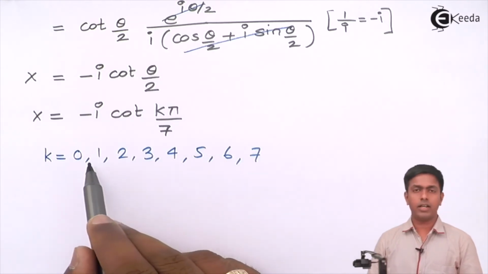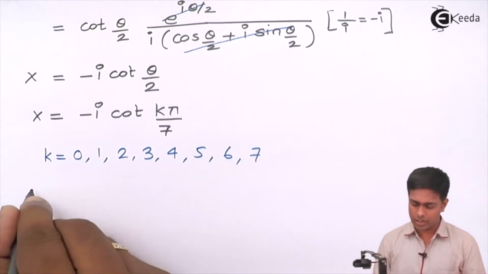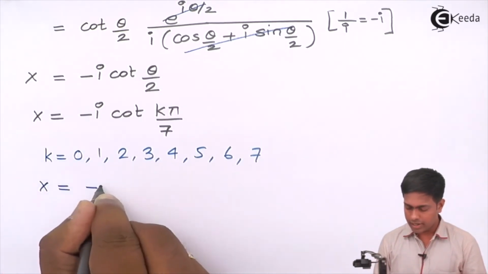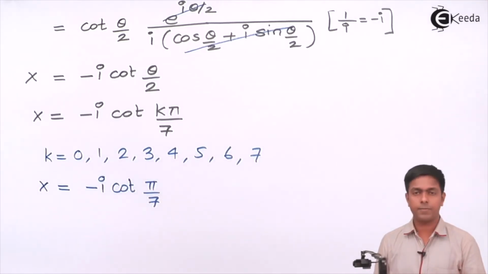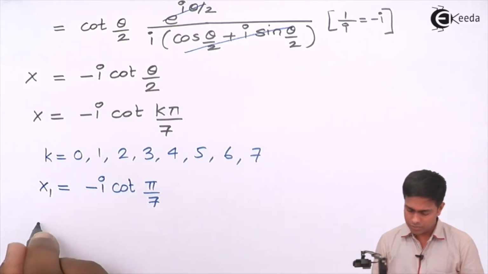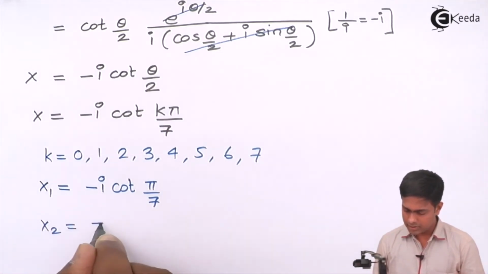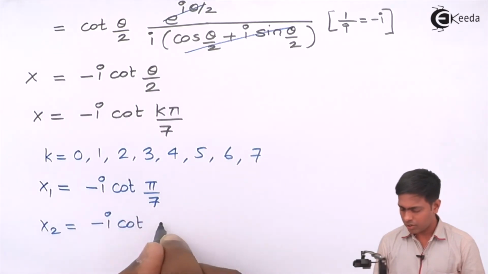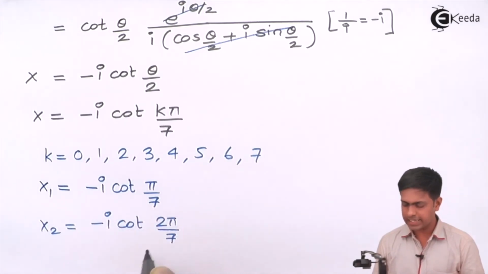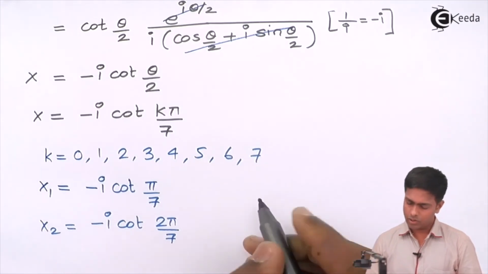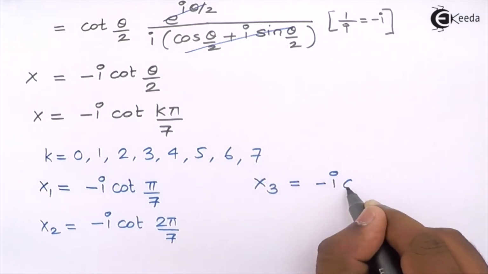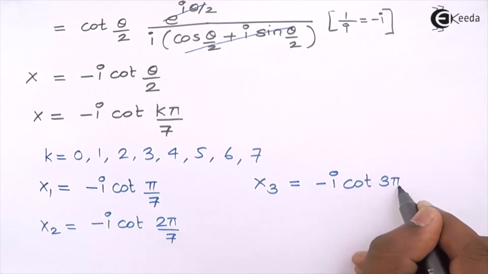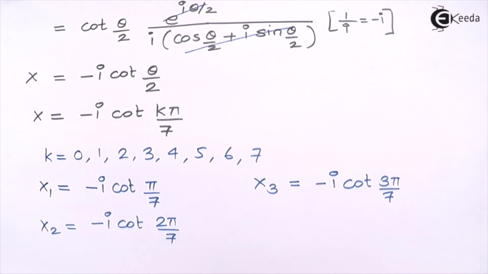Now let's start with the next value, that is k equal to 1. So that will become x equal to negative i cot pi by 7. So that will become x1. Next root, that is x2. This is minus i cot 2 pi by 7. Next root, that is x3. This is minus i cot 3 pi by 7.